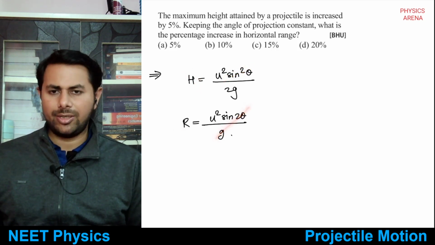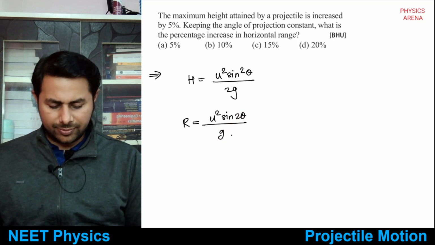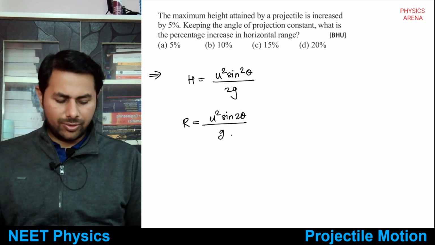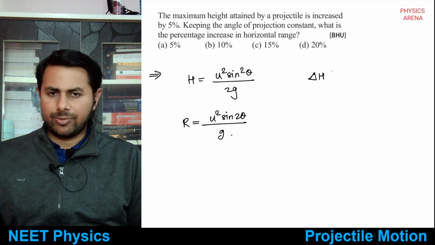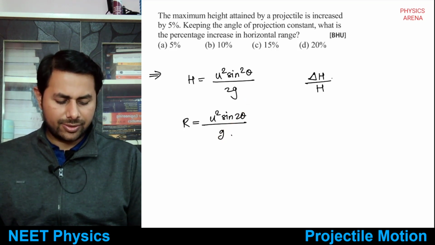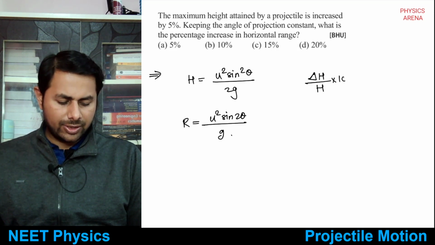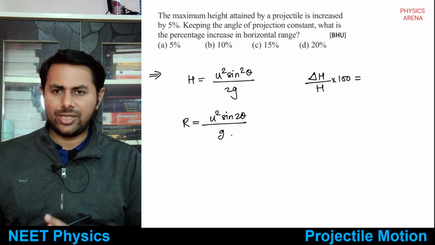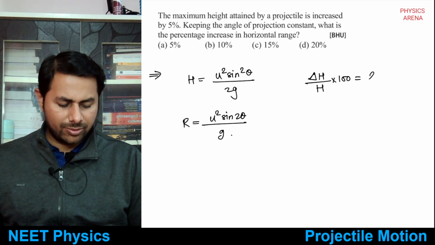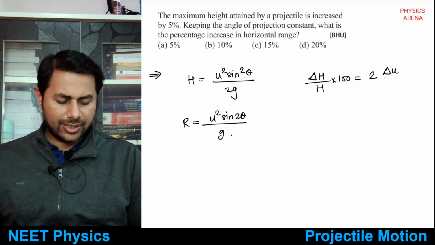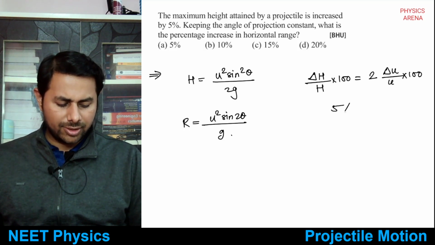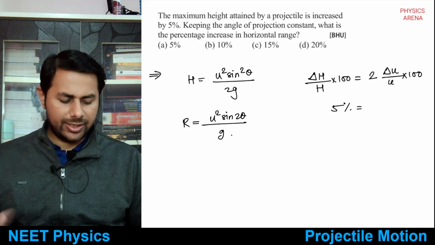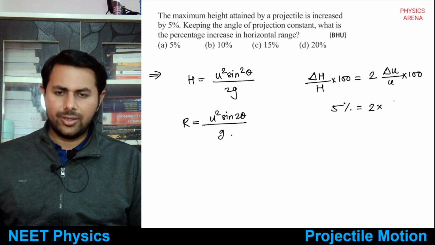What is a variable? U is a variable, and then you know from our first chapter, delta h by h times 100, the percentage change in h, will be equal to 2 times the percentage change in u, right? So this is 5%, means percentage change in u is what? It's 2.5%.